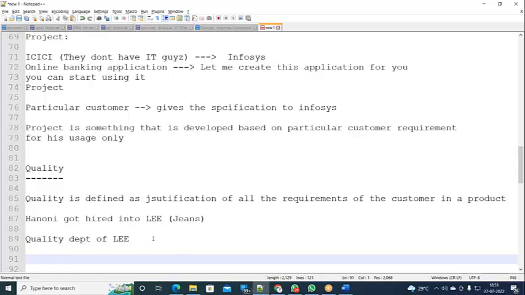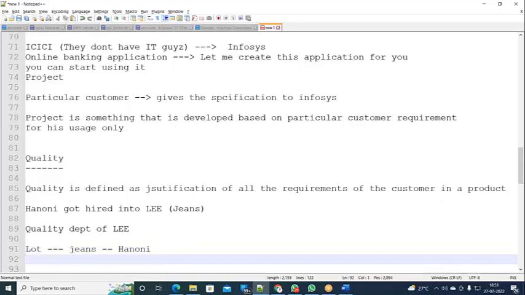Now, a whole lot of jeans came to him, okay? They use the word called lot. A lot is like 100 or 200 jeans they put together and make it a lot. A jeans lot came to Hanoni, and he needs to do the quality check on that.